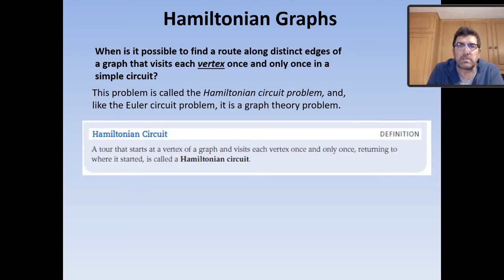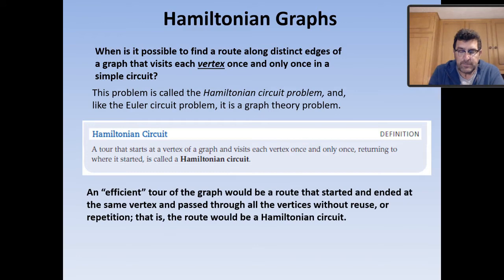So what is a Hamiltonian circuit? It's not enough to just visit every edge. You need to, like Euler, start and finish at the same vertex. With Hamilton, you start at a particular vertex and you visit every other vertex on the graph once and return to the starting vertex. That is what constitutes a Hamiltonian circuit.